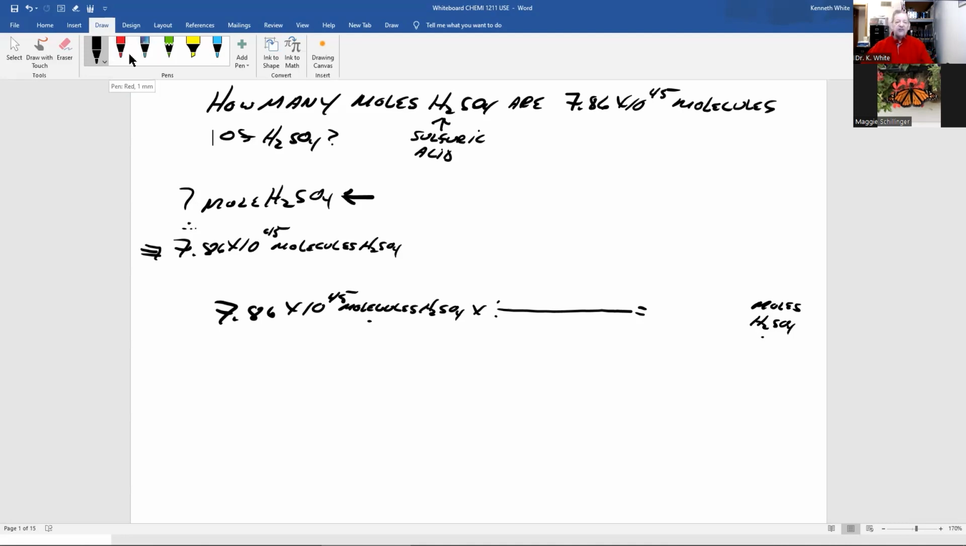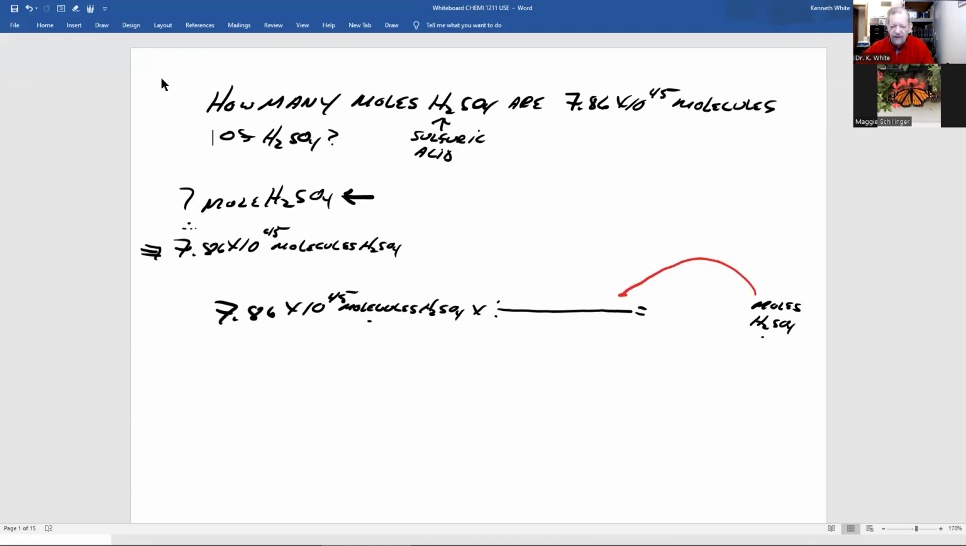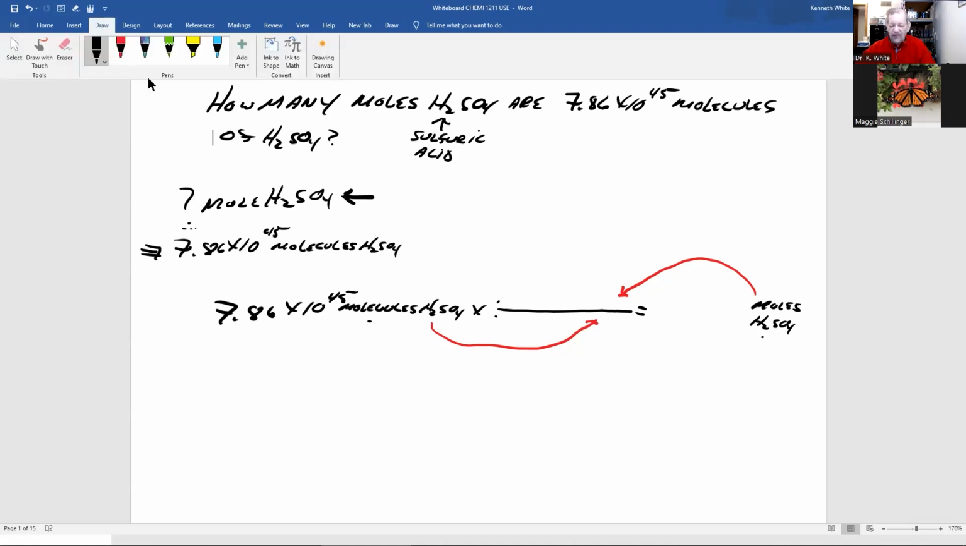Well, it's time to use your good buddy, your good friend, unit analysis. And whatever you're trying to get to goes on top of the ratio. Whatever units you're trying to get rid of go underneath the ratio. And let's write those in.